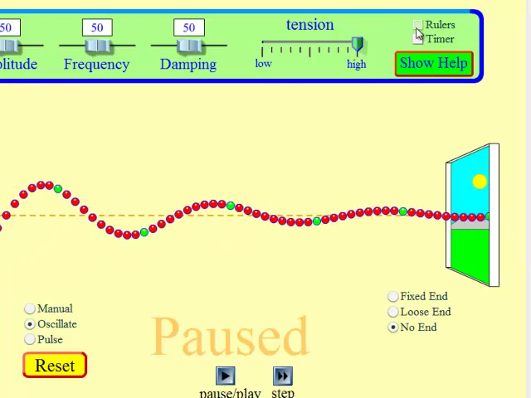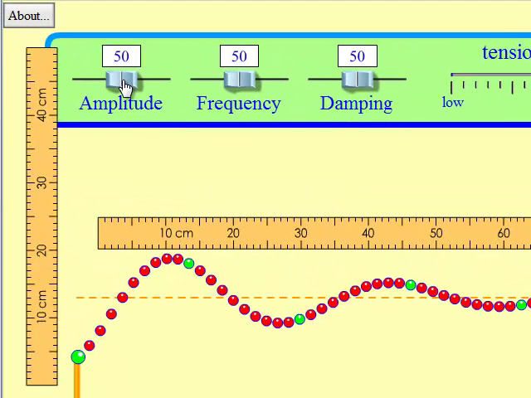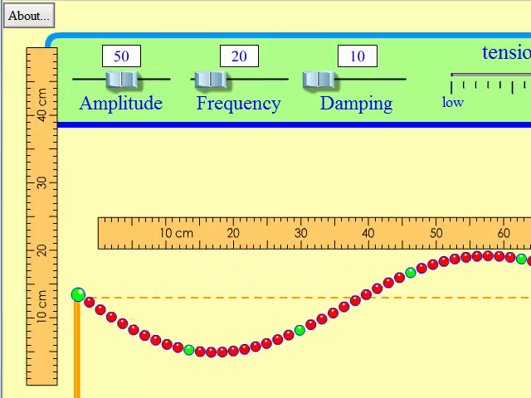and I actually want to pause this here for a moment. Show the rulers, show the timer. And these up here, amplitude, frequency, and damping, are not absolute numbers, but you can see these are percentages. I think I want to keep the amplitude at about 50, that's okay. The frequency, I want to get down to 20. A frequency of 20 is just 20% of the max that it allows. And the damping I want to get to 10 because then I get a nice wave going across the screen. It's going to be slow enough for me to look at. There we go.